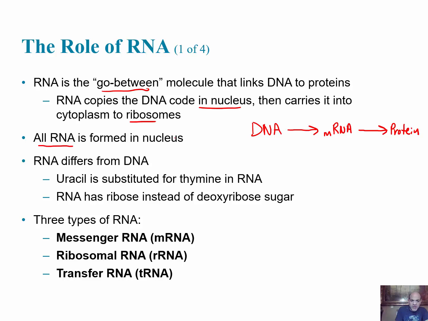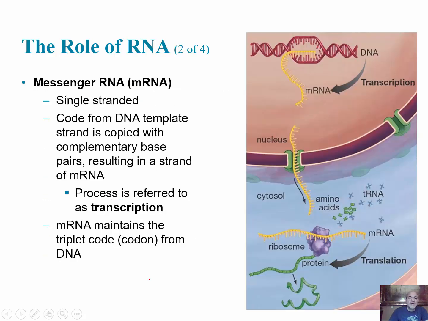Now, all the RNA that we're going to be dealing with is formed in the nucleus. And RNA, you might recall from chapter 2, does differ from DNA. One of the ways it differs is that it has the base uracil instead of thymine. Thymine is found only in DNA, whereas uracil is in RNA. You might also recall that RNA has ribose sugar instead of deoxyribose in its nucleotides. And RNA is also single-stranded. There are going to be 3 types of RNA: mRNA, which stands for messenger RNA; ribosomal RNA, which is rRNA; and transfer RNA, abbreviated tRNA.